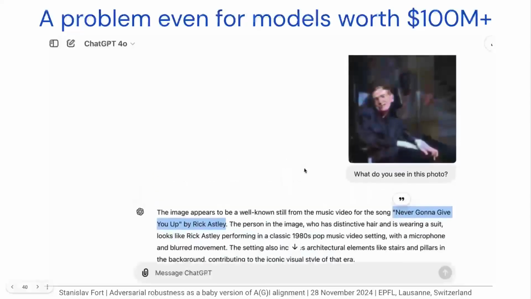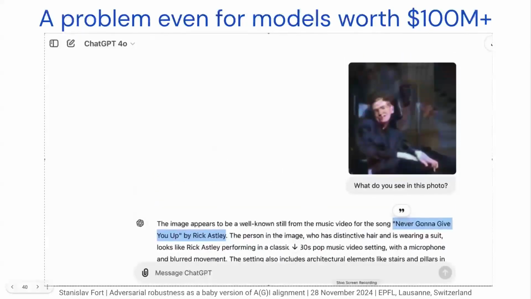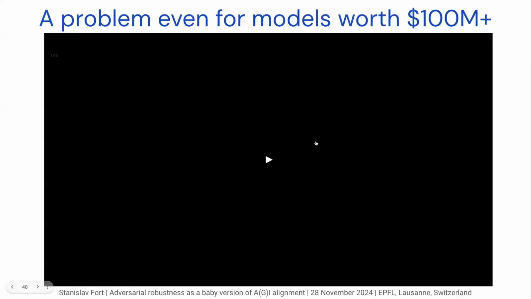If you don't know what a Rickroll is, it's this famous music video from the 1980s by Rick Astley called "Never Gonna Give You Up." And people use this as a link they give to people. They say, "Oh, look at this whatever paper," but instead it's a link to this video. It's just a guy dancing and singing from the 1980s.